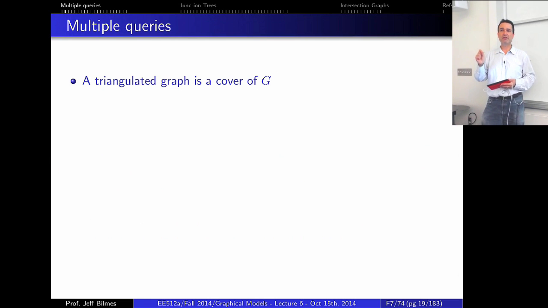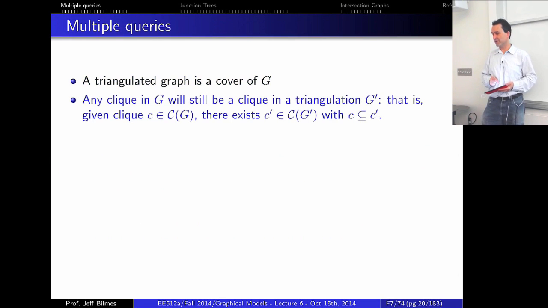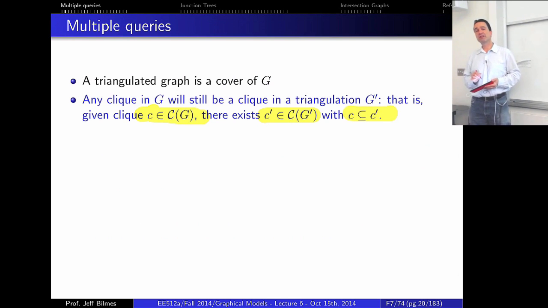So what we mean by a cover is that the original graph can be embedded into its triangulated cover, its triangulated variant. And so what this means is that if you're a clique in the original graph, which means that you can involve a factor, let's say that you're a clique C in the cliques of G, that means since there's a cover, there has to exist another clique, C prime, in the triangulated cover, where C prime is the superset of C. Okay.